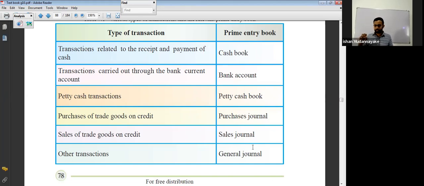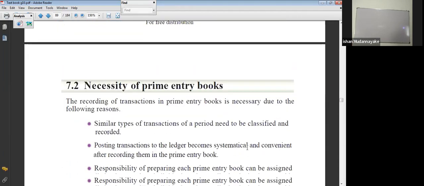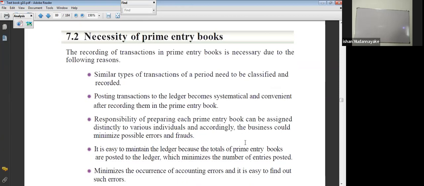Before discussing papers, these are the primary books: cash book, bank account, petty cash book, purchase journal, sales journal. Then quickly we will move to page number 79.